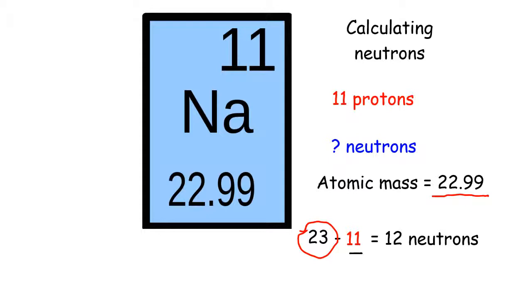So, to review, the first thing I do to calculate neutrons is look at the number of protons. Sodium has 11 protons. I know it has 11 protons because I look at the atomic number. I'm looking for the number of neutrons. To find the number of neutrons, I round the atomic mass to the nearest whole number, in this case 23, and subtract the protons. It's pretty simple.